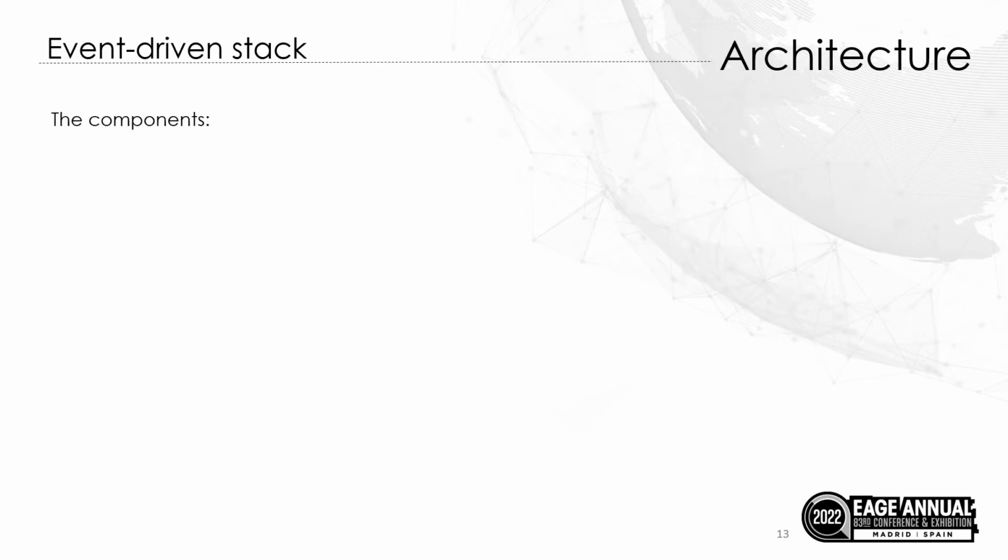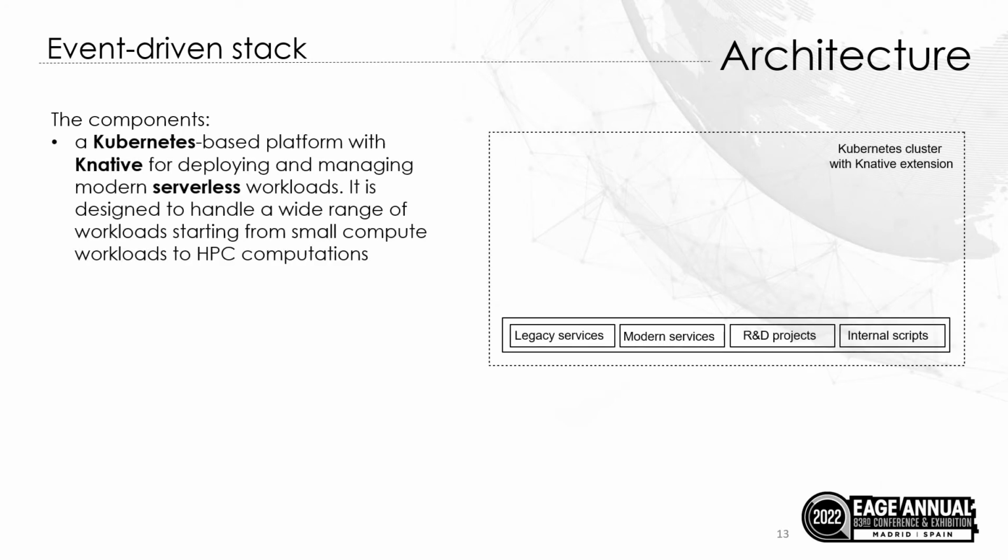Let me now describe the components of our architecture. The first one is a Kubernetes-based platform. It can include a heterogeneous collection of applications as services.